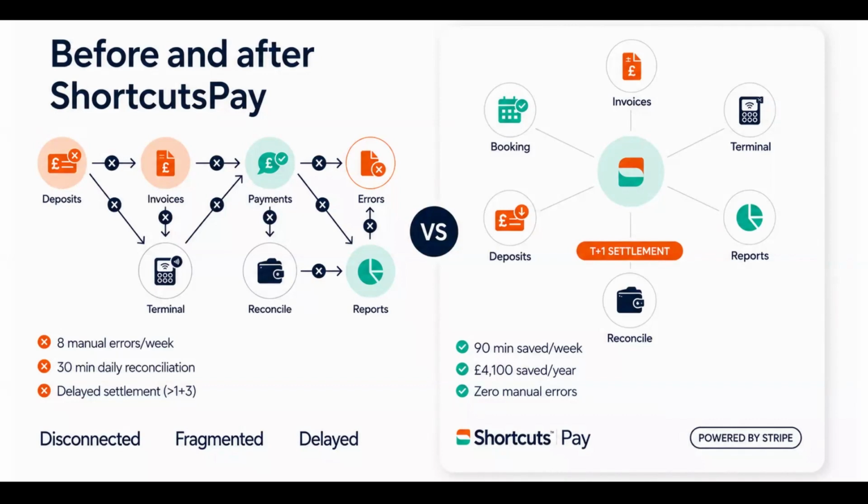We've got a delayed payment. It's taken 2, 3, 4 business days to get in. We need that cash flow. It's disconnected, it's fragmented, it's delayed.